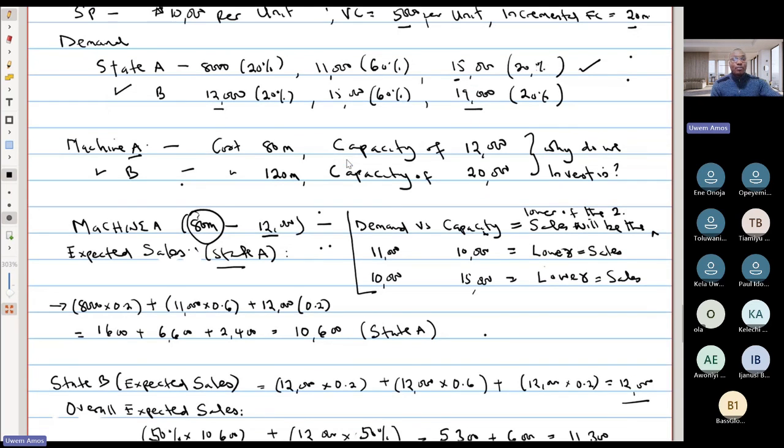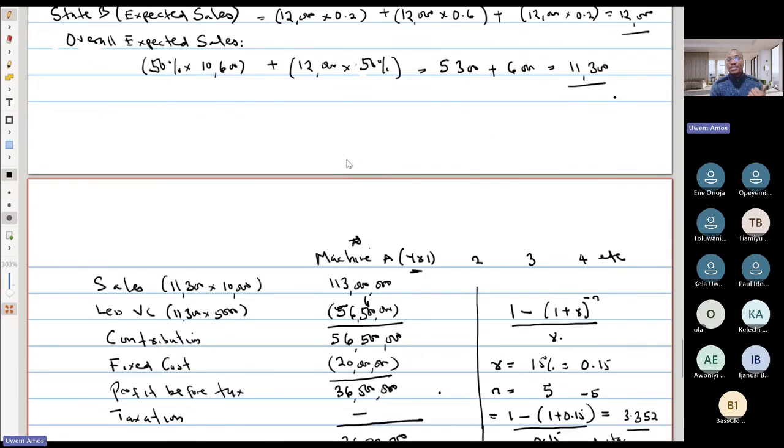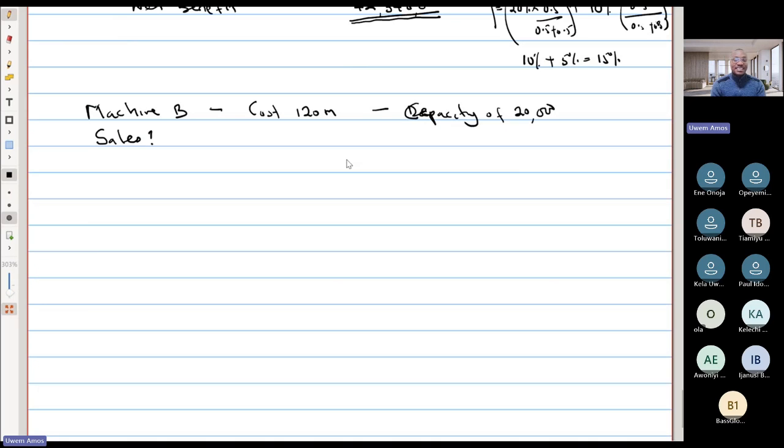So that would be 8,000 by 0.2, 11,000 by 0.6, and 15,000 by 0.2 for state A, because those are the lower values when compared to the capacity of 20,000. So that would be 8,000 by 0.2 plus 11,000 by 0.6, 60%, plus 15,000 by 0.2. So multiplying it by the probability.